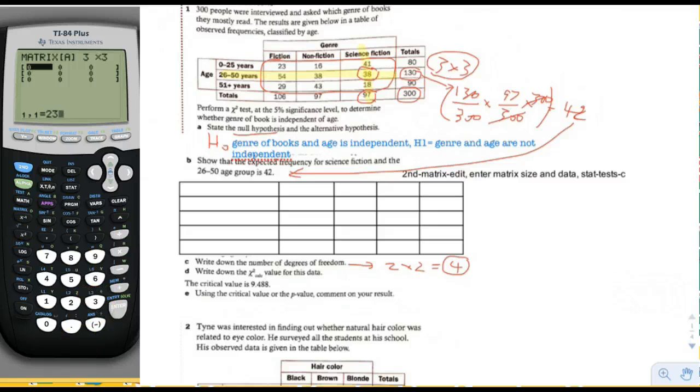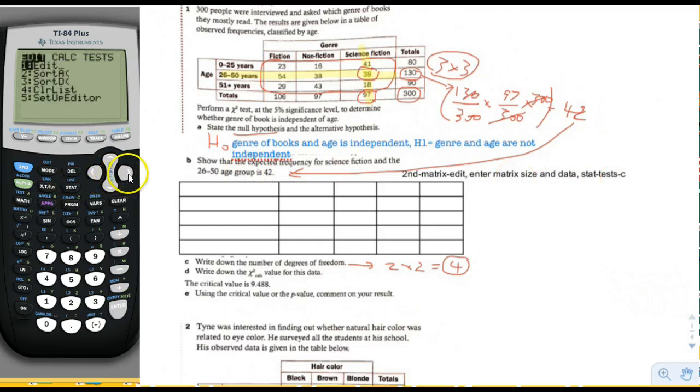Then we're going to input the numbers in here, and I'm just going to do this offline. You just navigate through this table using the arrows. The last column is 41, down arrow, 38, down arrow, and I'm just putting the observed frequencies in here, not the expected frequencies. The calculator is perfectly capable of calculating the expected frequencies when you give it the observed frequencies, because it's just that simple formula we just showed. Now to execute this, we did second matrix, we entered matrix size and data, and now we're going to do stat test C.